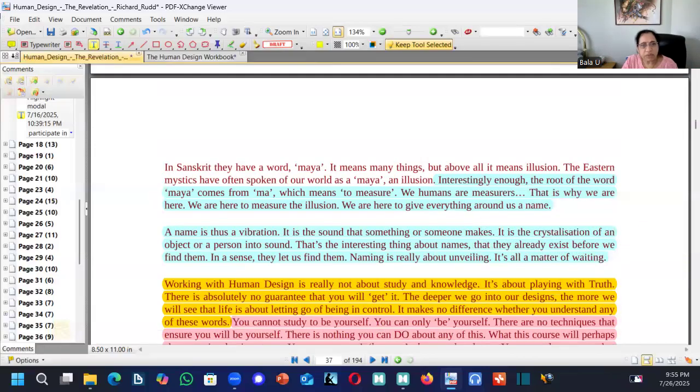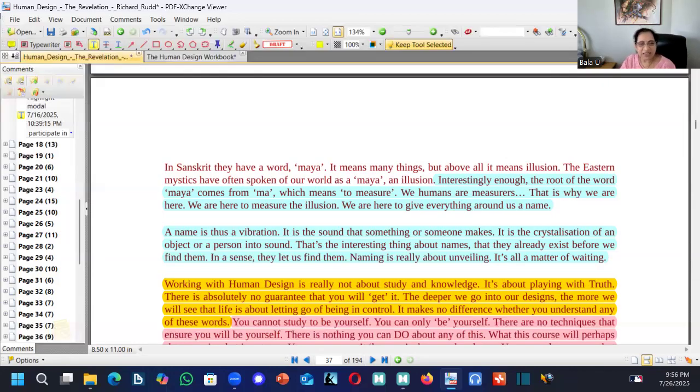In Sanskrit, they have a word Maya. It means many things, but above all, it means illusion. The Eastern mystics have often spoken of our world as a Maya, an illusion. Interestingly enough, the root of the word Maya comes from Ma, which means to measure. We humans are measurers. That is why we are here. We are here to measure the illusion. We are here to give everything around us a name.